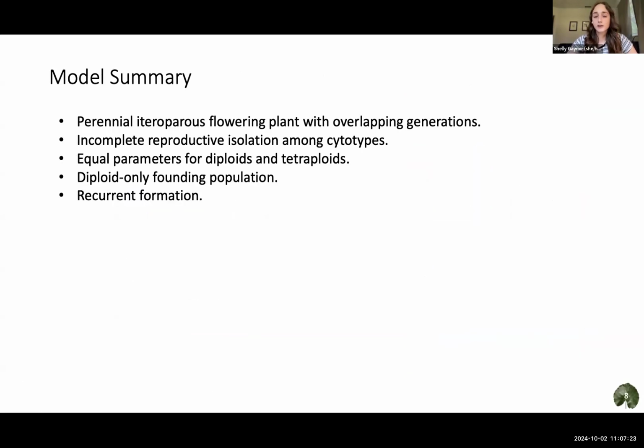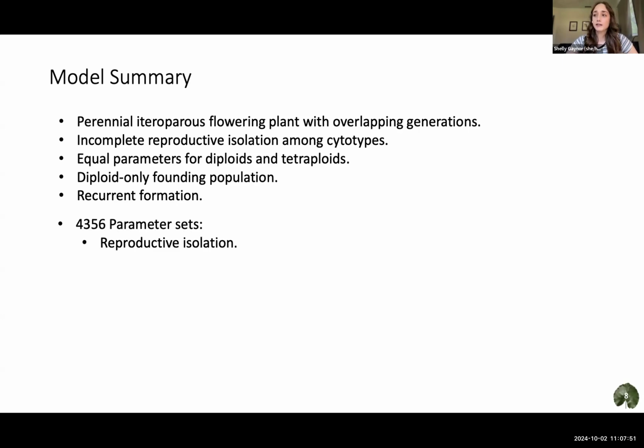So just to summarize, our model is looking at perennial, long-lived flowering plants with overlapping generations. We have incomplete reproductive isolation among the cytotypes, and we always set equal parameters for our diploids and our tetraploids because we want them to have equal competitive ability. Because I wanted to simulate formation, we start with a diploid-only founding population, and we also allow recurrent formation.